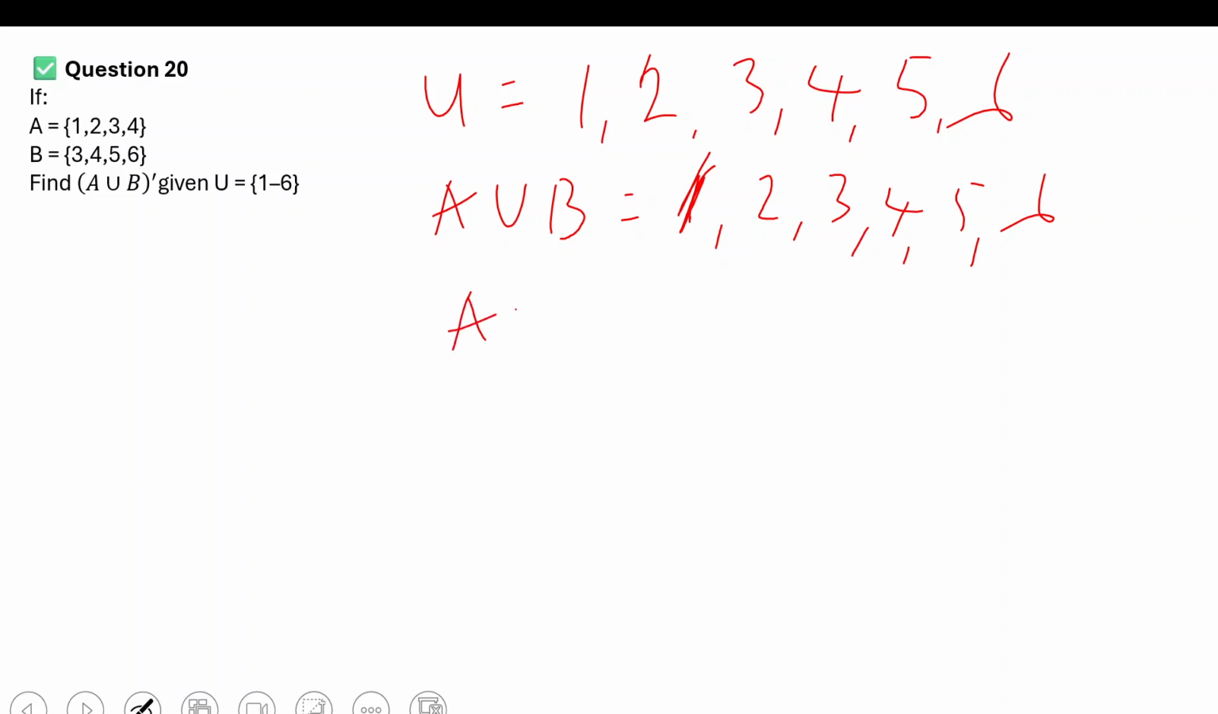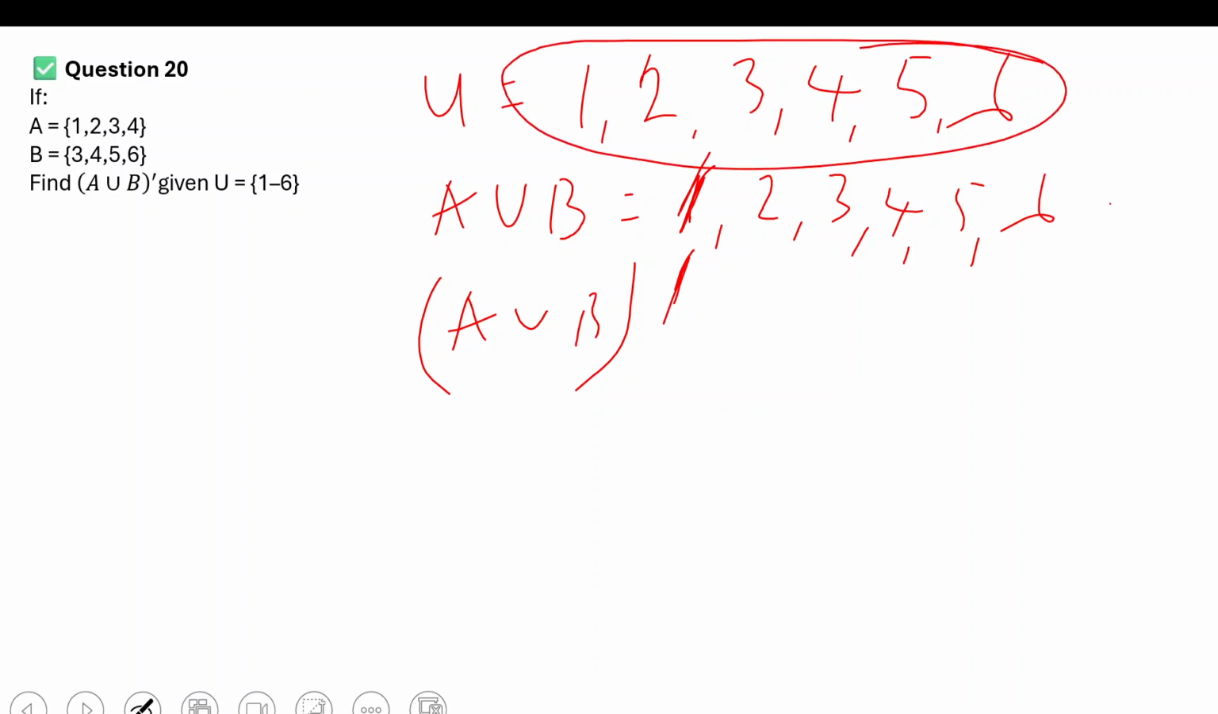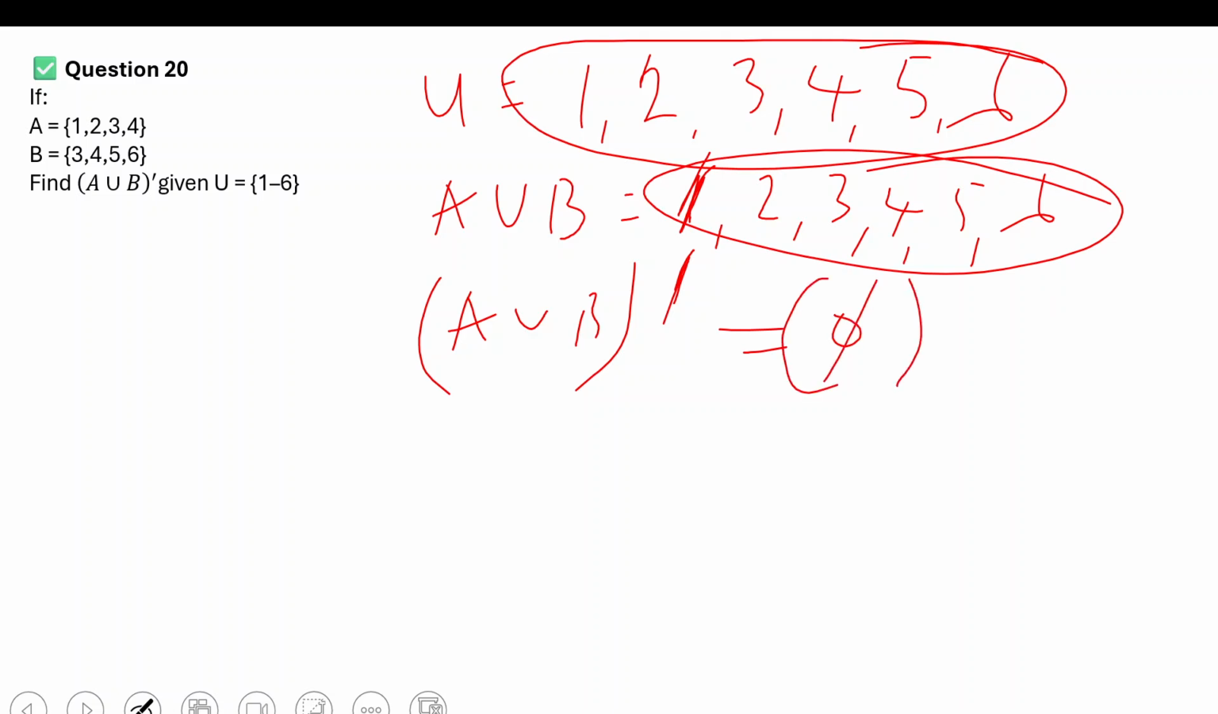So (A union B) prime, as the complement of A union B, is what is inside the universal set but not in this set. So this is 0, the empty set. It's an empty set because everything is present.